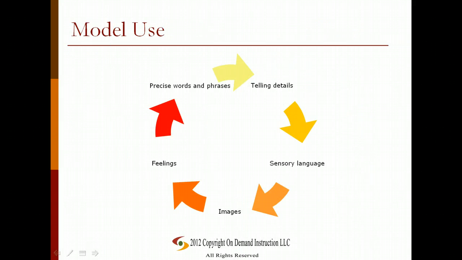Precise words and phrases, telling details, and sensory language are all used to make writing more interesting. A writer can use these techniques to establish the images and feelings that he is trying to evoke in his reader.